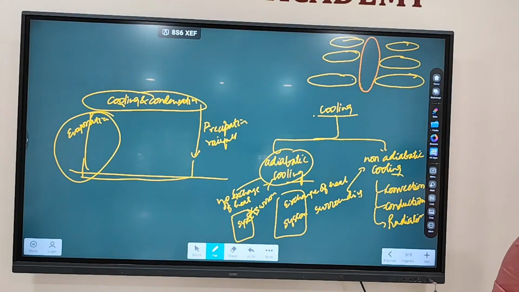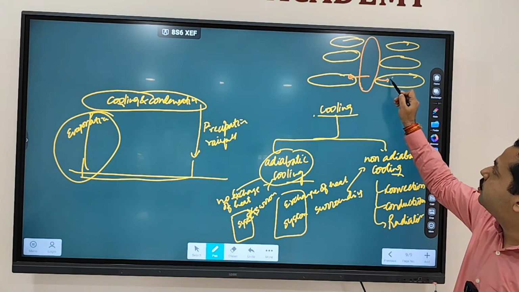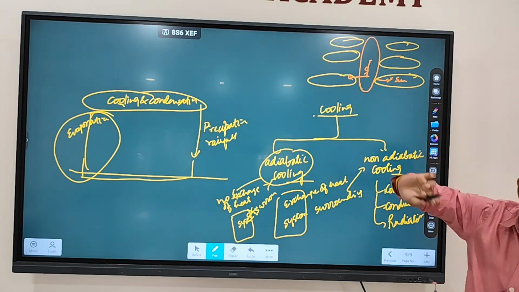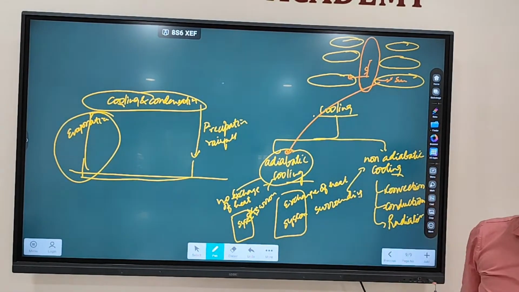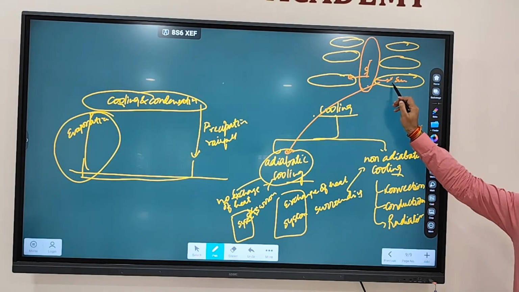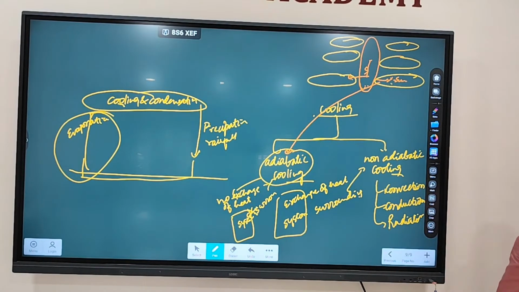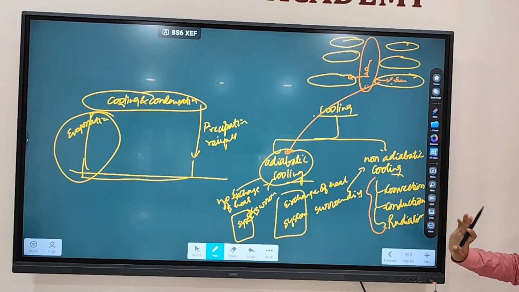There is a rising parcel of air. When there is no exchange of heat between the system and the surrounding, that is, the rising parcel of air and the non-rising parcel of air, such type of cooling is called adiabatic cooling. When exchange of heat is happening between system and surrounding, then it is called non-adiabatic cooling. Fine.